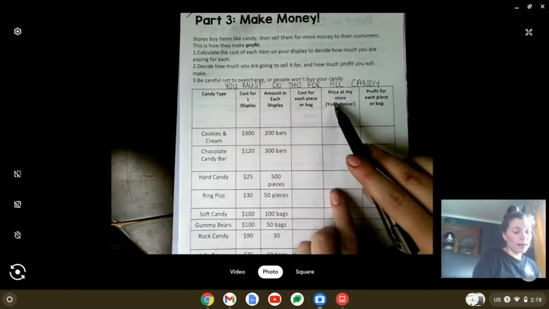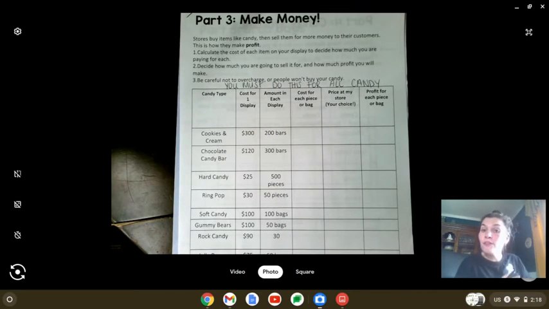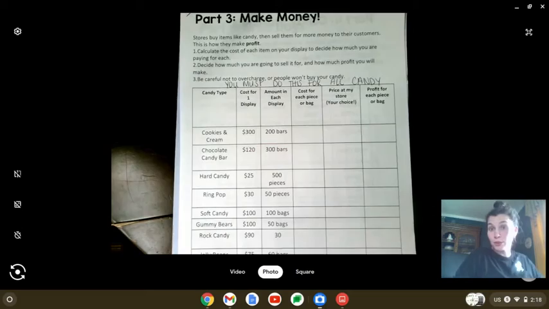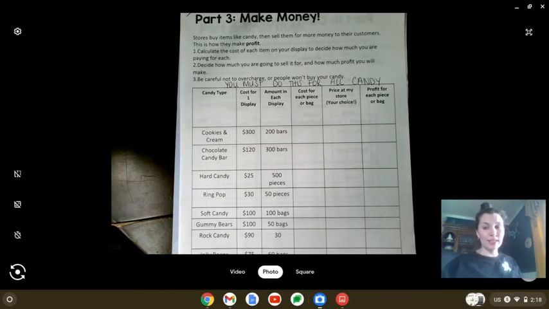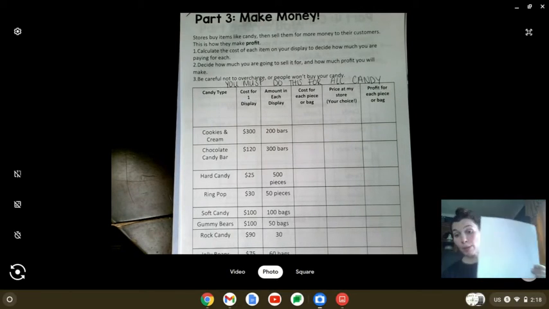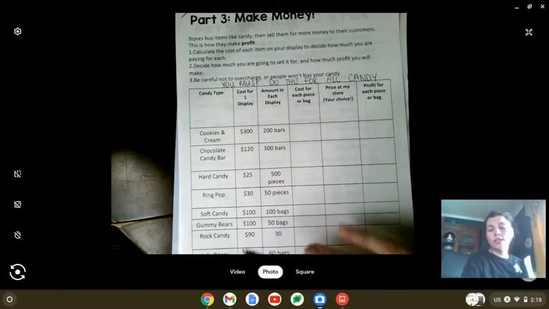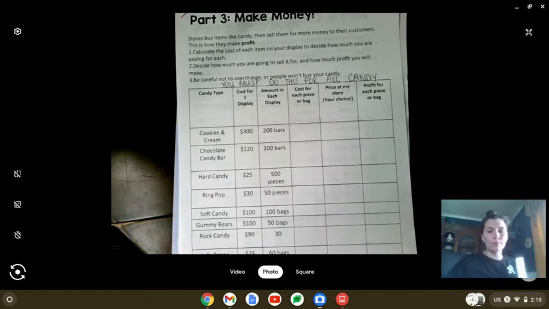Then we need to decide how much we're going to pay, and then we're going to figure out how much the customers are going to pay, how much we are going to price it as, and then what is the profit? How much will we make? So you're going to need a scrap piece of paper for this. And we're going to do this for all of these. Don't worry, you'll get the hang of it.